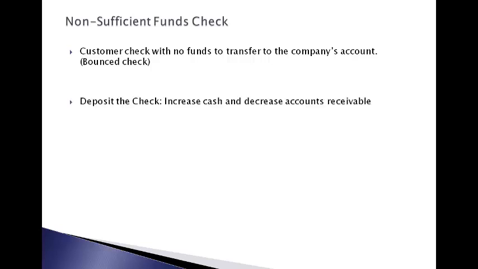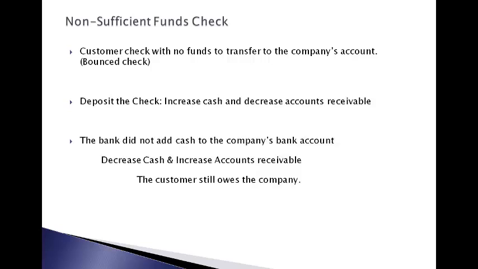The company recorded an increase to cash and a decrease to accounts receivable when the check was received and deposited, because the company assumed the bank would add cash to their bank account. This did not occur, and the company must reverse the original journal entry with a credit to cash and a debit to accounts receivable. The customer still owes the company.